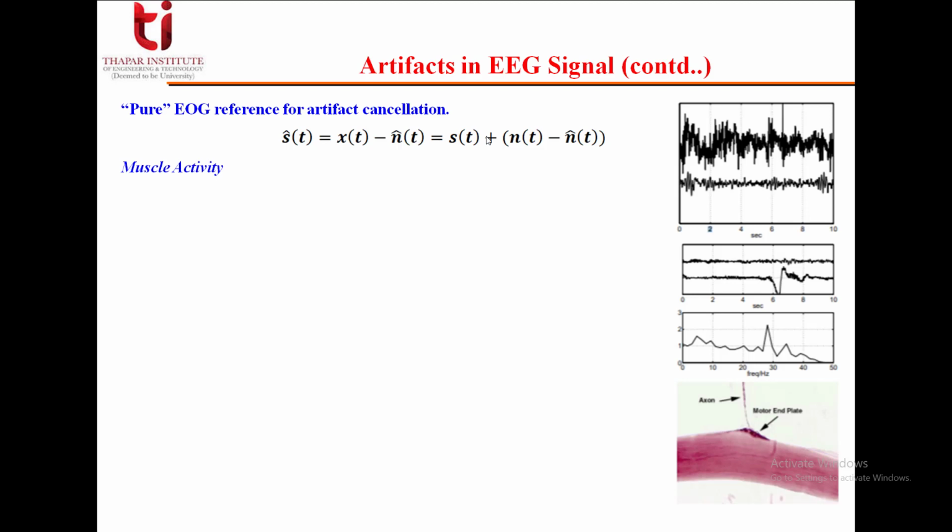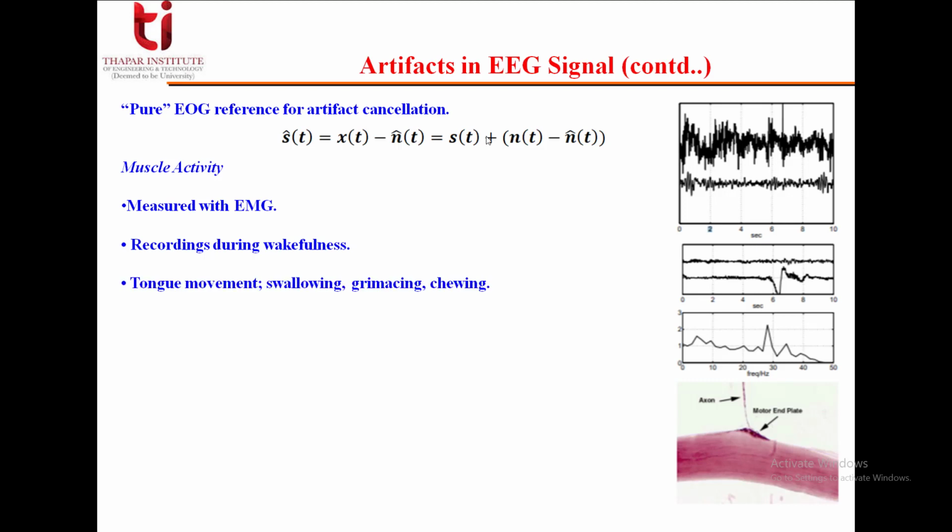Now we have another activity that will contribute to artifacts in the EEG signal, that is muscle activity. That is measured with electromyogram, which is related to the electric potential that is linked with muscles. That can be recorded during wakefulness, tongue movement, swallowing, chewing. All these will contribute to muscle activity, and further they will produce artifacts in the EEG signal. Also, the shape depends on the degree of muscle contraction, so it will contribute to muscle contraction interference in the signal.